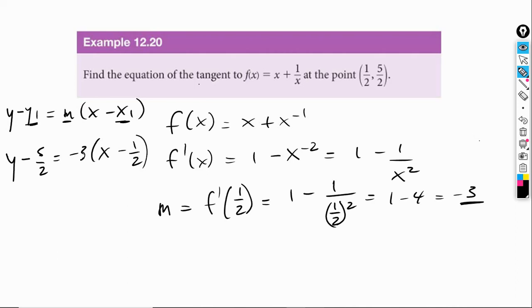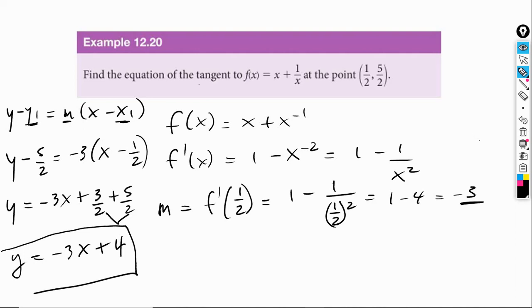And then we can expand this. We're going to get that y equals minus 3x plus 3/2 plus 5/2. And notice that this equals y. Y is equal to negative 3x plus 8/2, right? Because this gives us 8/2, so this is 4. So that means that this is the equation of the tangent line of the graph at the point 1/2, 5/2.